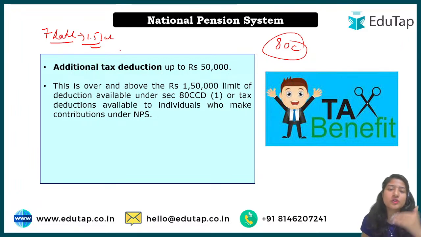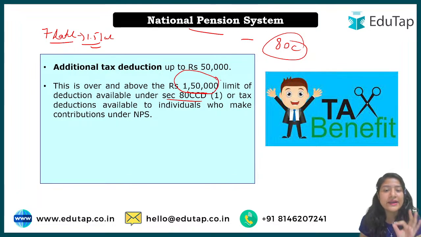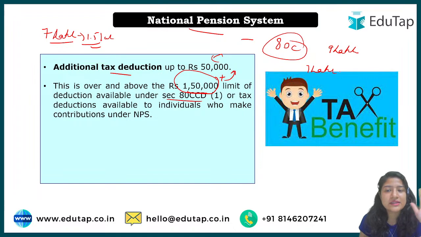Okay, so that 1.5 lakh limit is deducted under 80C. But if you are under National Pension System, in addition to this 1.5 lakh which will be deducted, you can get an additional tax deduction of rupees 50,000. Okay, how to understand, let's look at it. For example, you have 9 lakh per annum income. Now what is the taxable slot? It is 7 lakh, in this financial year we have 7 lakh taxable slot.